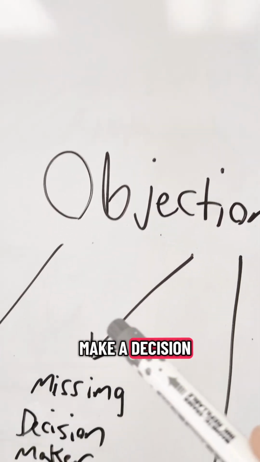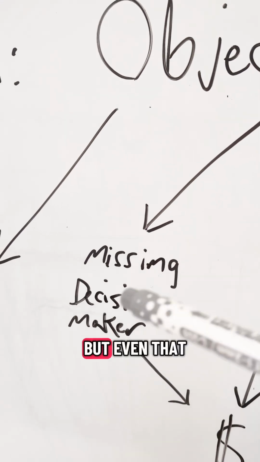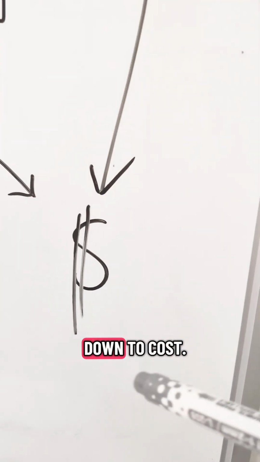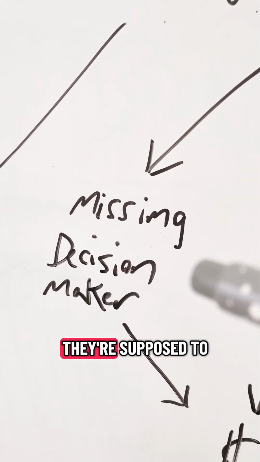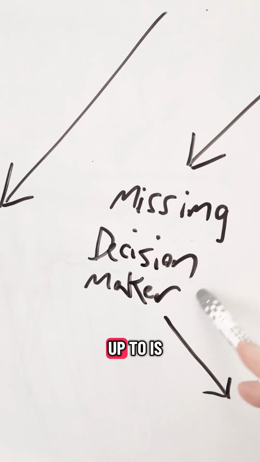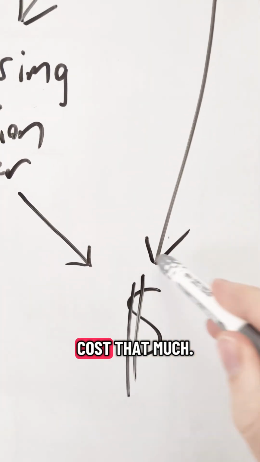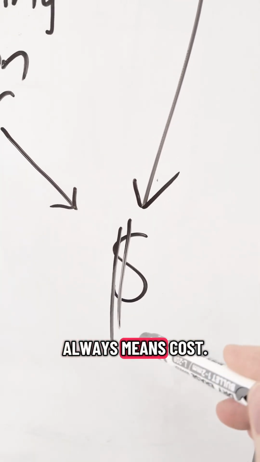Now, another one over here is missing decision maker. They can't make a decision because someone who's going to be part of the decision is not there. But even that ultimately typically funnels down to cost. If your call center is doing a good job and they know they're supposed to have everyone there, and they're saying they're the sole decision maker, then usually what this comes up to is they were not expecting it to cost that much. So a missing decision maker almost always means cost.